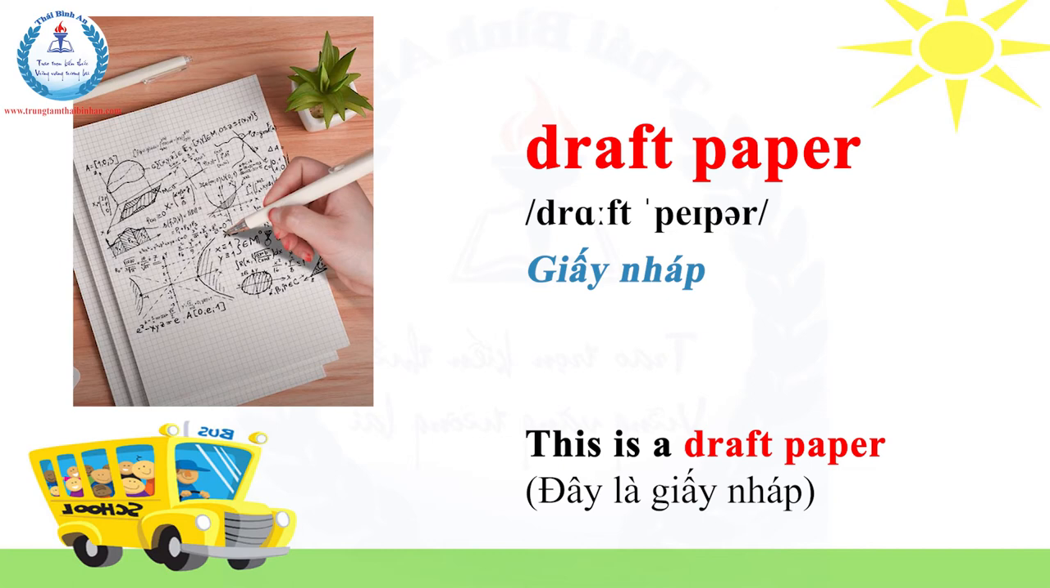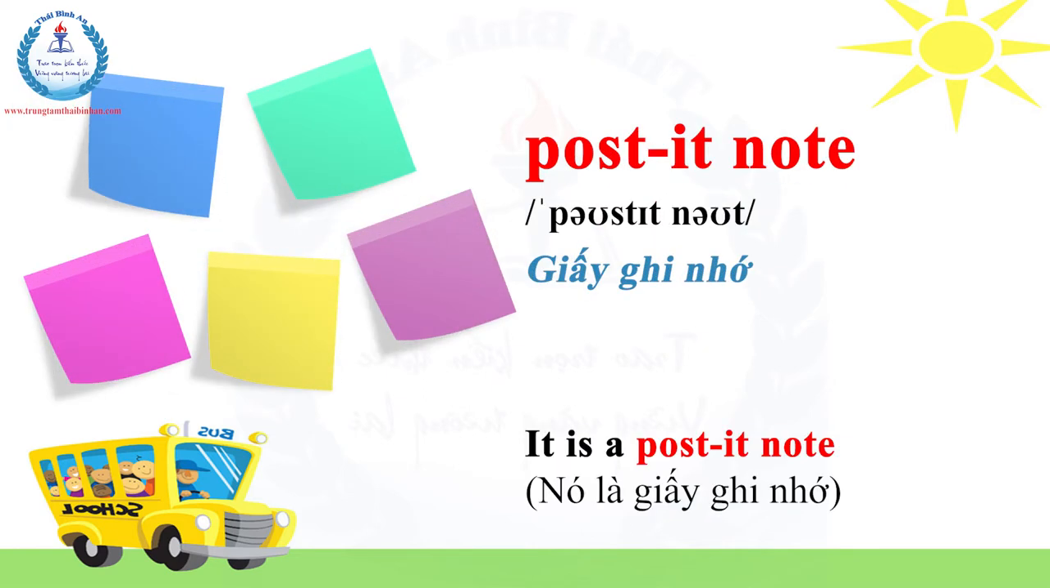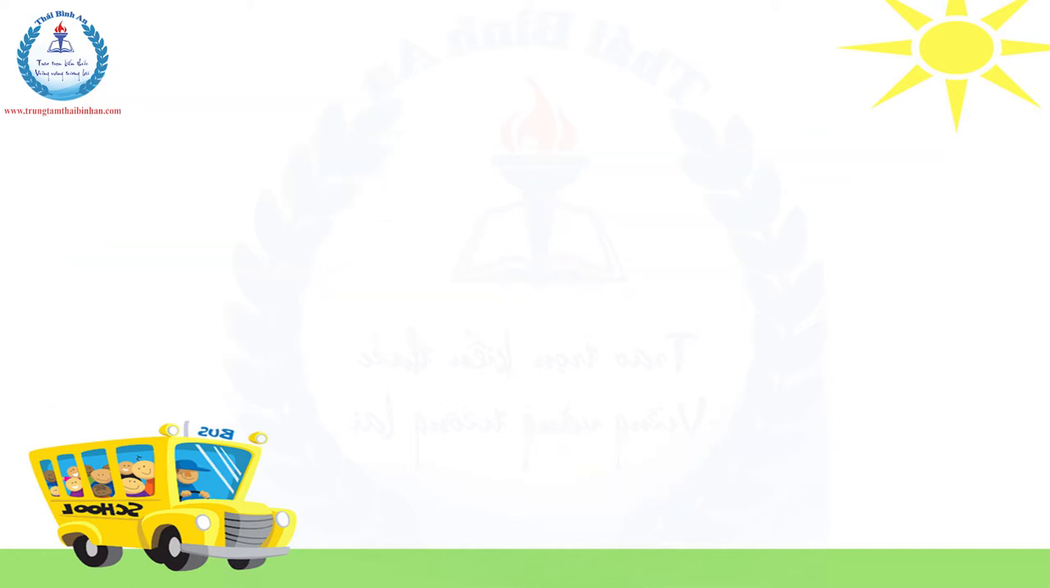Giấy nháp. Draft paper. This is a draft paper. Giấy than. Carbon paper. This is a carbon paper. Giấy ghi nhớ. Post-it note. It is a post-it note.